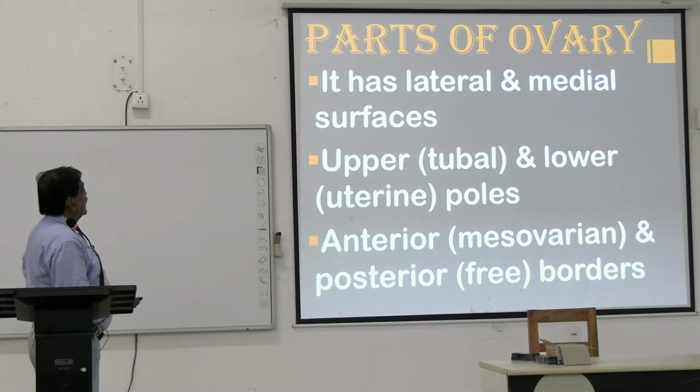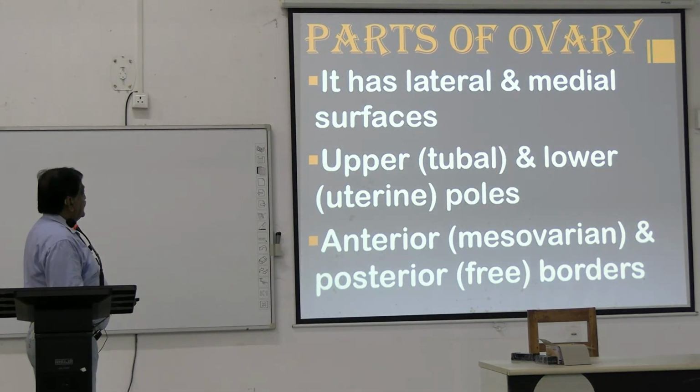Parts of the ovary: it has lateral and medial surfaces, upper tubal and lower uterine poles, anterior mesovarian and posterior free borders.